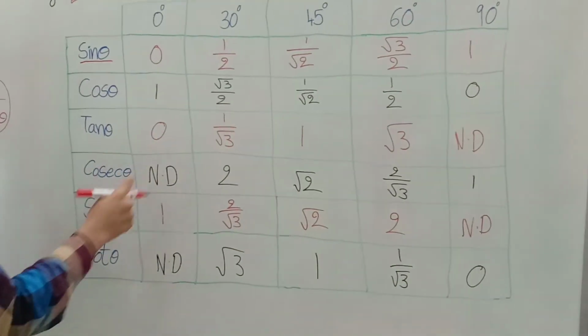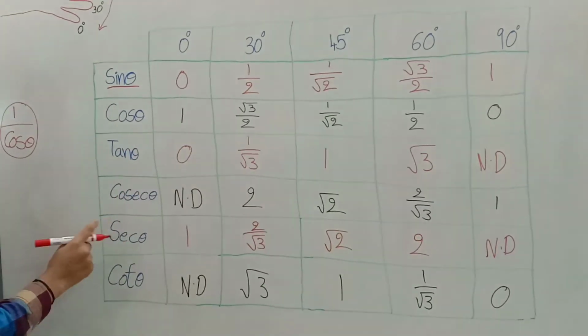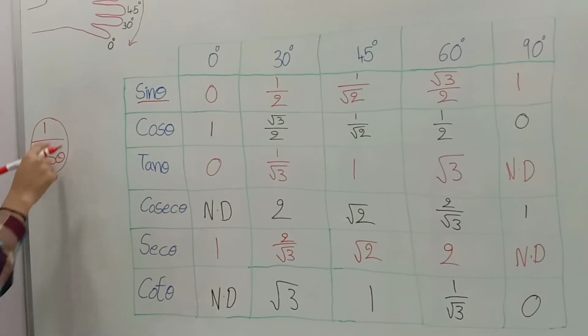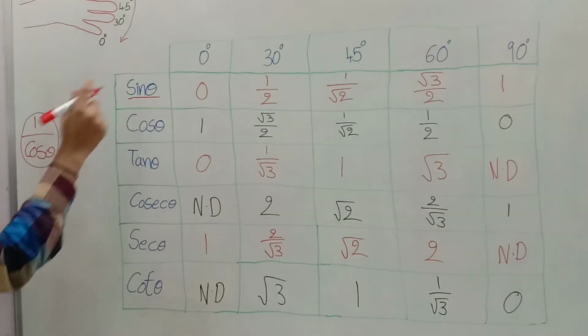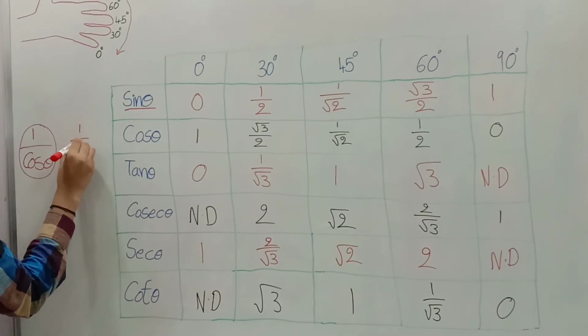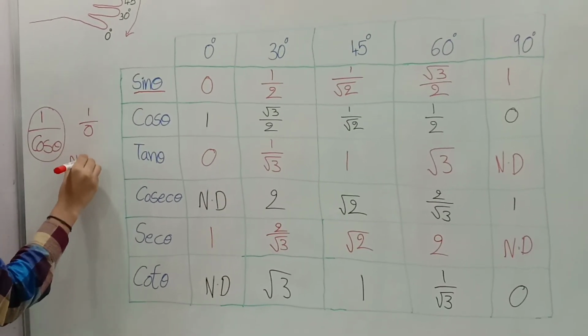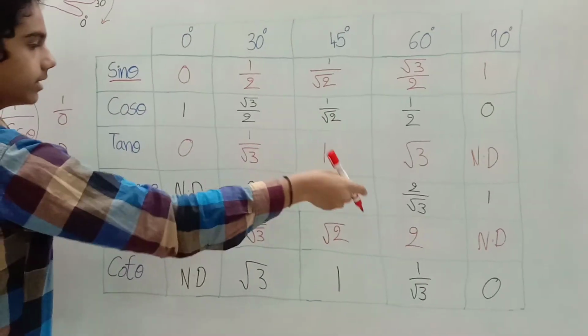Now let's check this. Let's check for secant 90. We should use the formula 1 by cos theta. 1 by cos 90, that is 1 by 0. Anything by 0 is not defined, so secant 90 is not defined.